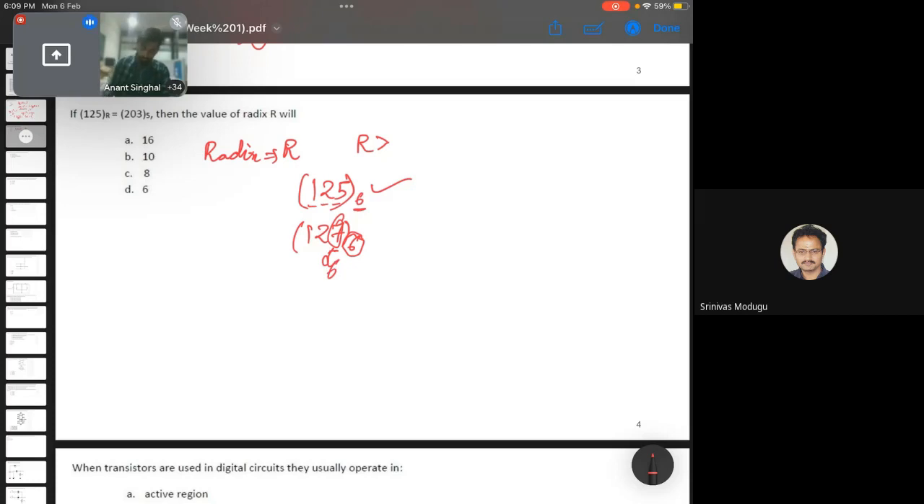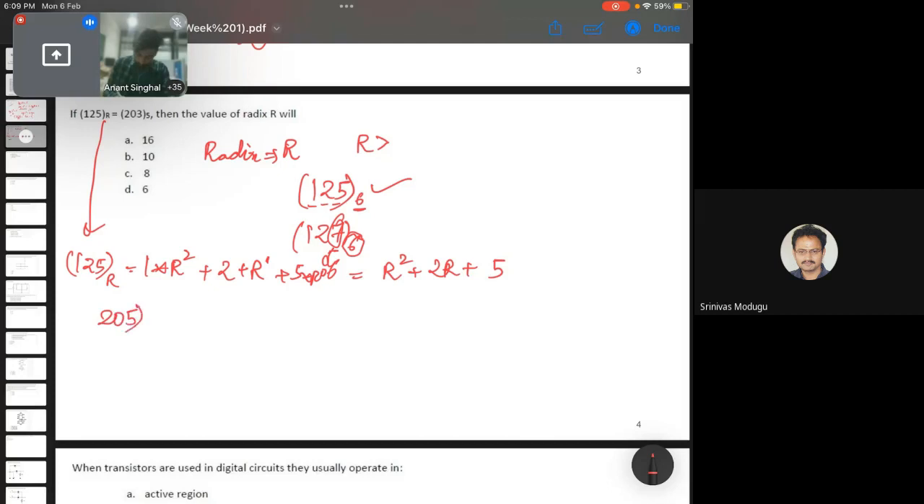So this is some of the fundamentals that we need to know, and the basic concept of solving this radix question is this. If we convert this 125 to the base r, it is nothing but 1 times r to the power 2, plus 2 times r to the power 1, plus 5 times r to the power 0. So it will convert to r square plus 2r plus 5.